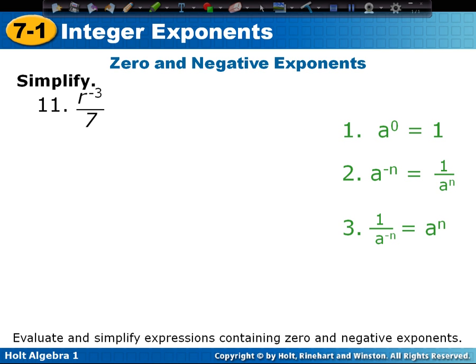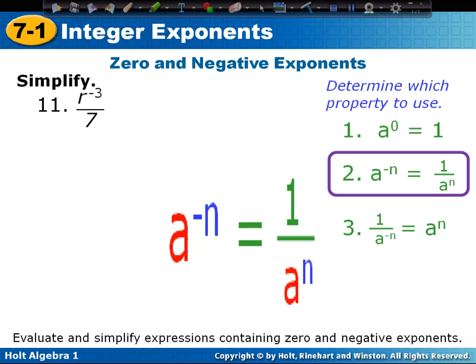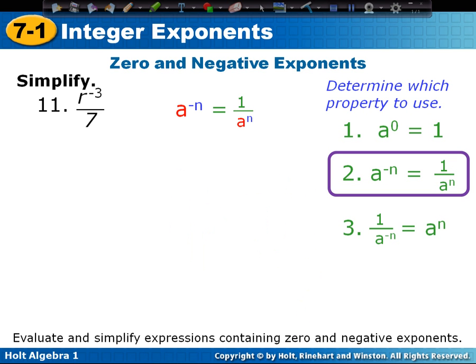Right, go ahead and write down number 11. It's r to the negative third power over 7. Here we're using property number 2. And again, r to the third is taken to the negative power, and it's unhappy. It's an exponent that's unhappy. So r to the negative 3, we want to make that negative 3 into a positive happy 3. It's unhappy on the top, so we're going to flip it to the bottom.